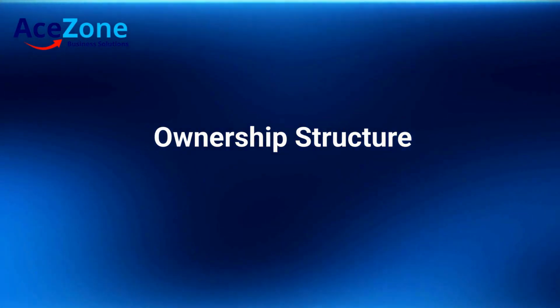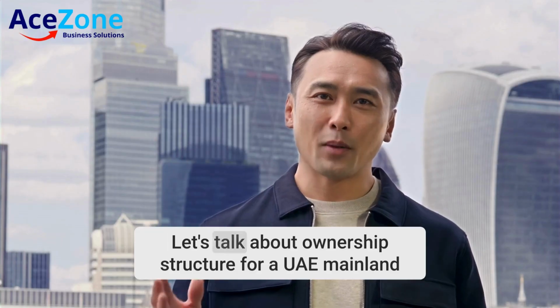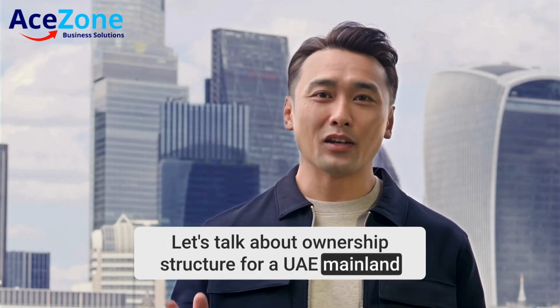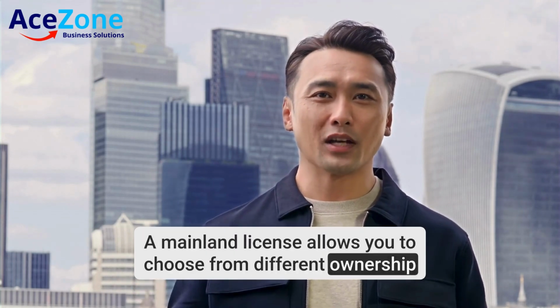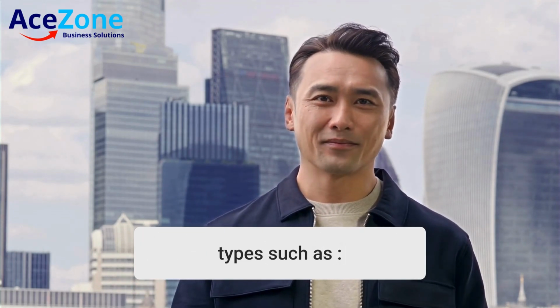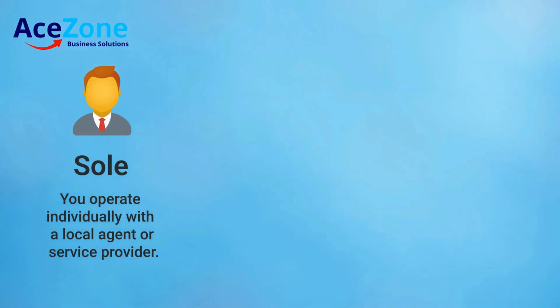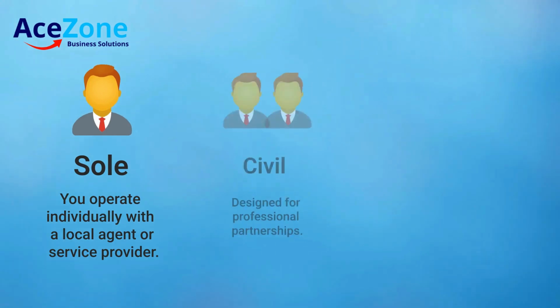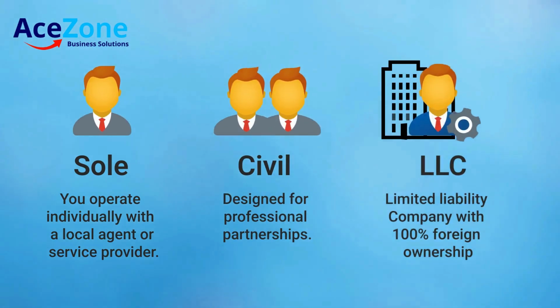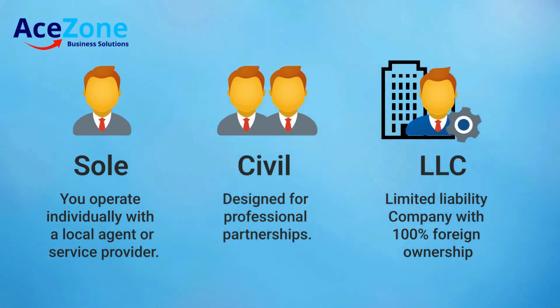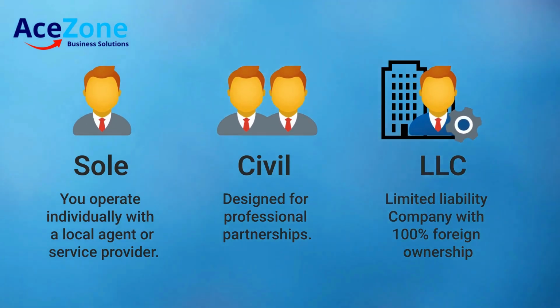Ownership structure. Let's talk about ownership structure for a UAE mainland license. A mainland license allows you to choose from different ownership types such as sole proprietorship, where you operate individually with a local agent or service provider; civil company, designed for professional partnerships; and LLC, limited liability company, which will allow 100% foreign ownership, depending on the business activity.